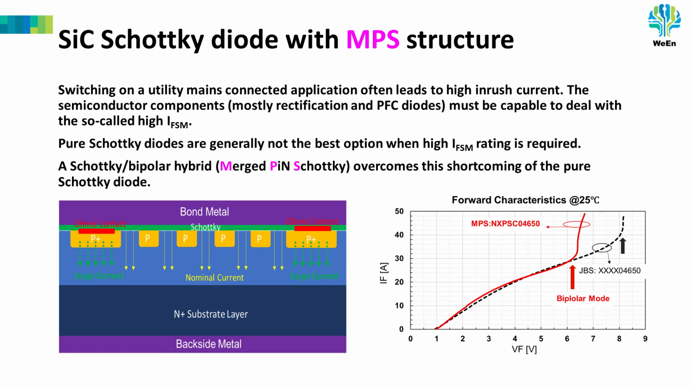Let's have a look at the graph bottom right. These are the forward characteristics of two diodes at 25 degrees Celsius. Vertically, we see forward current, horizontally the VF voltage drop. The red line is an MPS diode. The dotted black line is a JBS diode. In this graph, we clearly see that the bipolar mode kicks in when the current density in the die gets very high. This means the MPS part has a better inrush current capability.